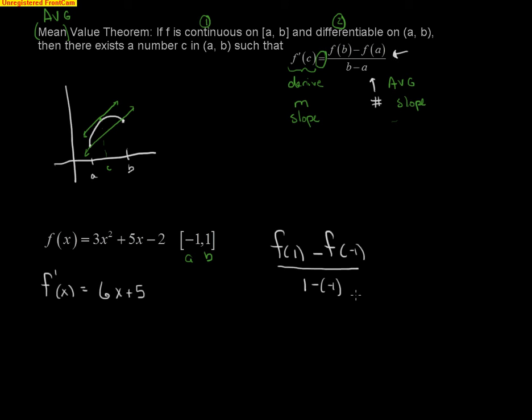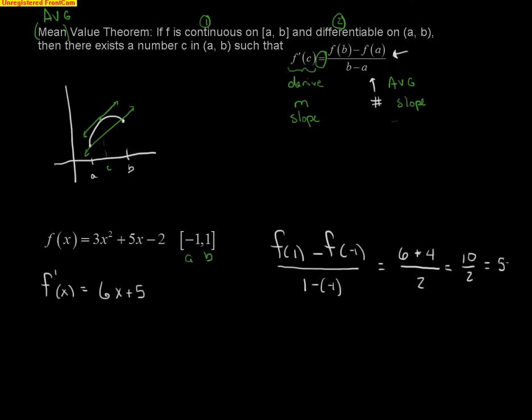Okay, that's that formula. So again, this goes in the original function. So f of 1: if I plug this in here, I'm going to wind up with 3 times 1 squared. So that's 3 plus 5, that's 8, minus 2, so that winds up being 6. And then plug in negative 1. So again, that's going to be 3, and then minus 5, and then minus 2. So that's going to be a negative 4, so that's going to be a plus 4 there, because of back-to-back negatives. And then 1 minus negative 1, because it's just b minus a on the bottom there, so that's going to be 2. So that gives us 10 over 2, which is 5.